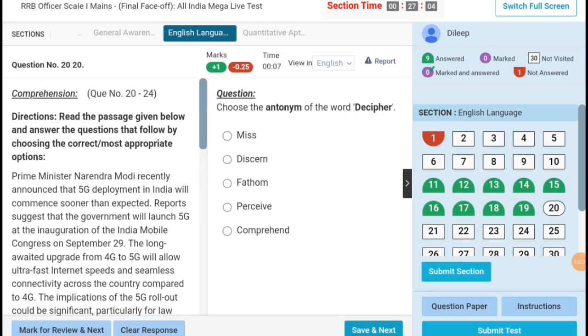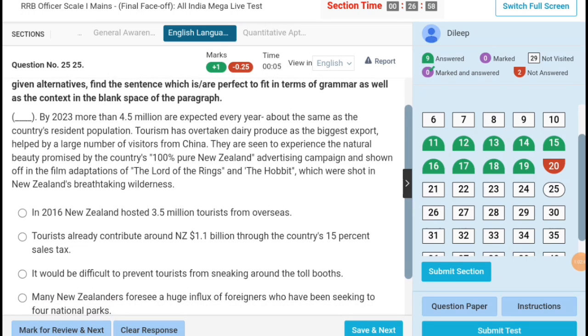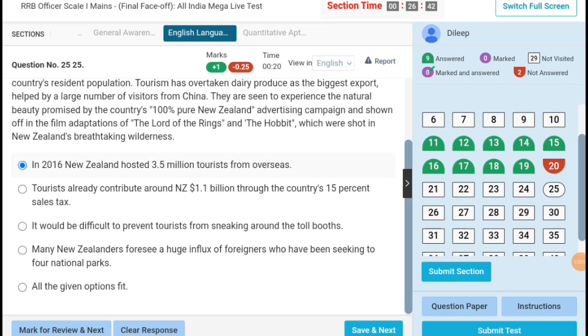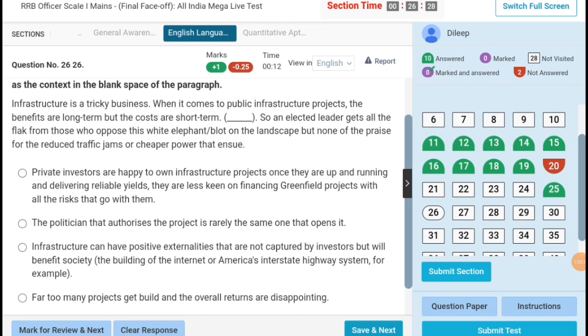Next, 20 to 24, 25 is tourist already contributed. Think one. Infrastructure is a tricky business. When it comes to public infrastructure projects, the benefits are long term but the costs are short term. The politician that authorized the project.